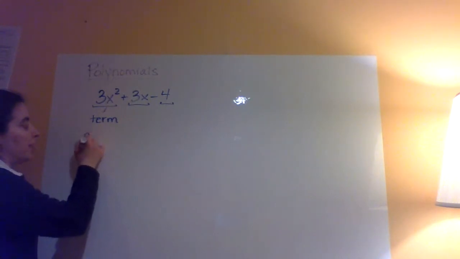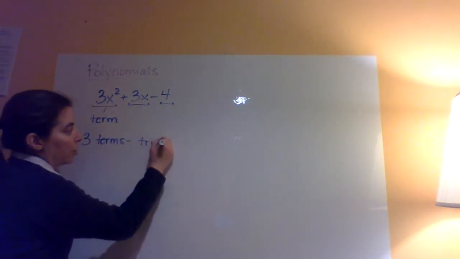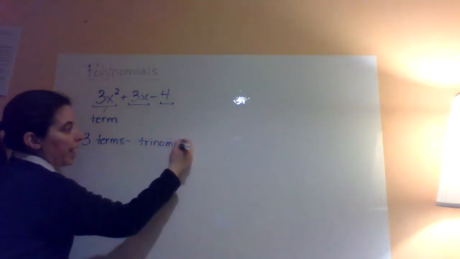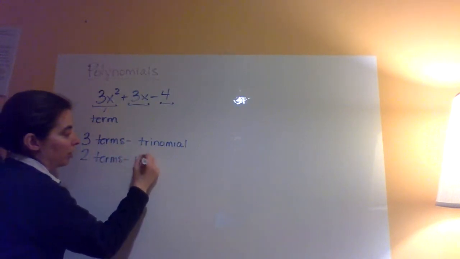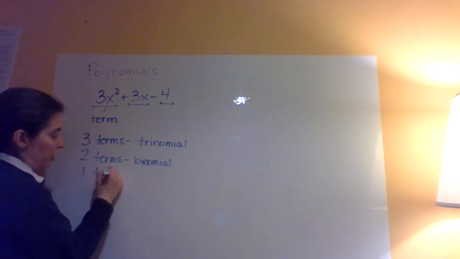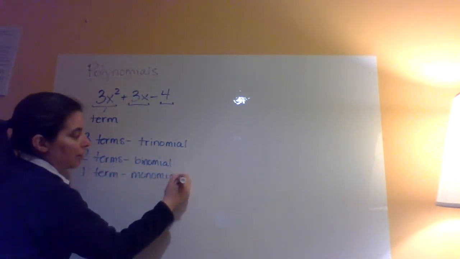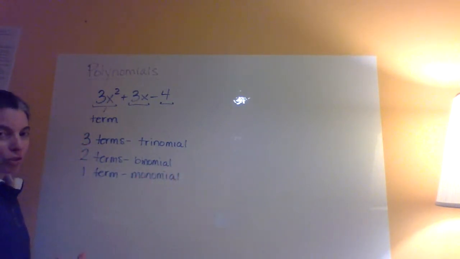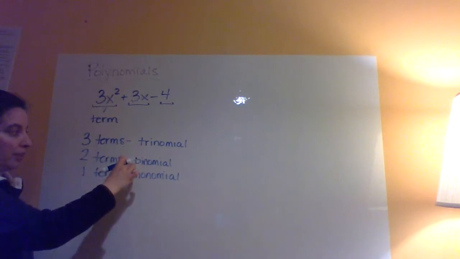If we have 3 terms like this, it's called a trinomial. If we have 2 terms, it's called a binomial. If we have a polynomial with just 1 term, it's called a monomial. If there's more than 4 terms, there's no special name for it. It's just a polynomial with 4 terms or a polynomial with 8 terms. And these are also all polynomials, they just have a more specific name.